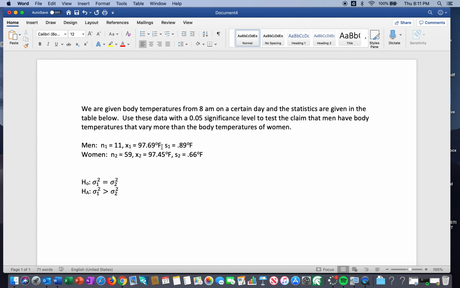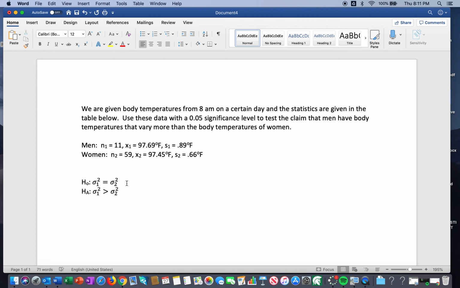As you're looking at those, remember the reason the men come first is because it says N1, X1, S1. Remember from yesterday that the one with the bigger variance, and if you square both of these, this one will still be bigger, is always the first one, the one that goes on top of the F fraction. The women come second because the variance would be less than the first one.